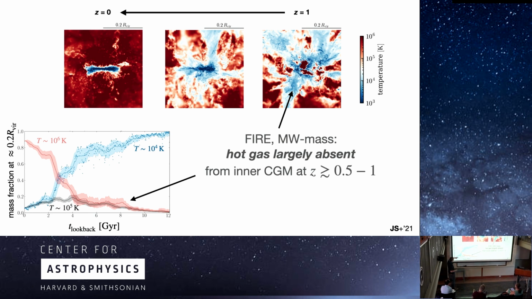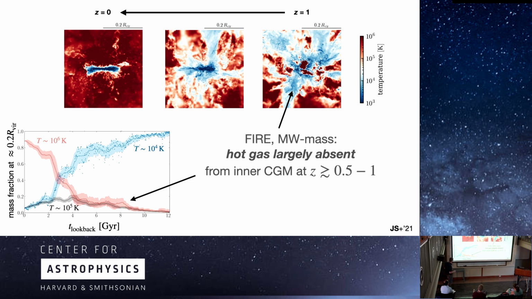You can see this absence in these temperature maps on the top, which show the gas in the inner CGM and central galaxy. At redshift 0, you see a volume filling hot phase surrounding the cool gas disk with small clouds embedded. So at redshift 0, it's pretty consistent with the standard paradigm. But if you look at redshift 1, you see a very different picture. Surrounding the galaxy, the gas is mainly cool. The hot gas is limited to small, localized, and transient clouds.